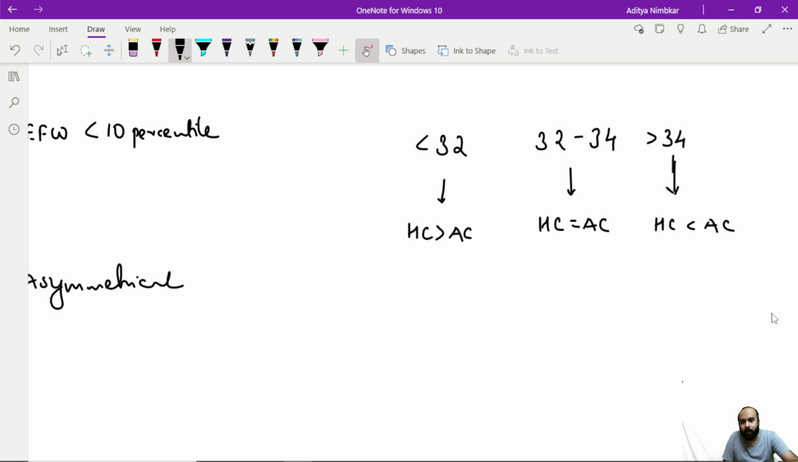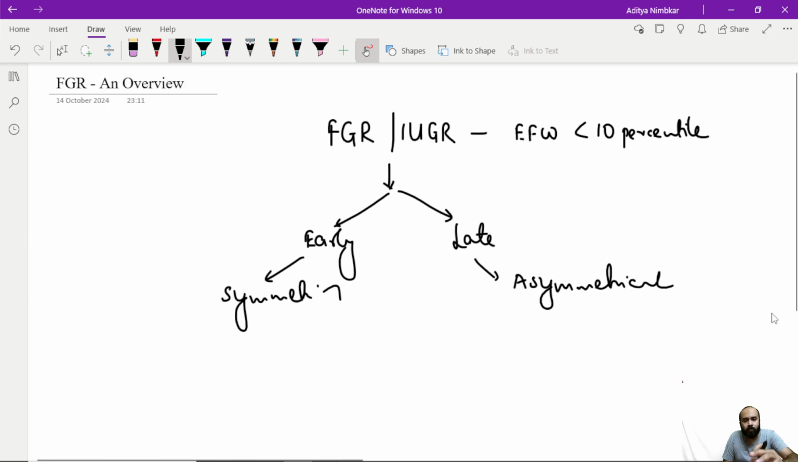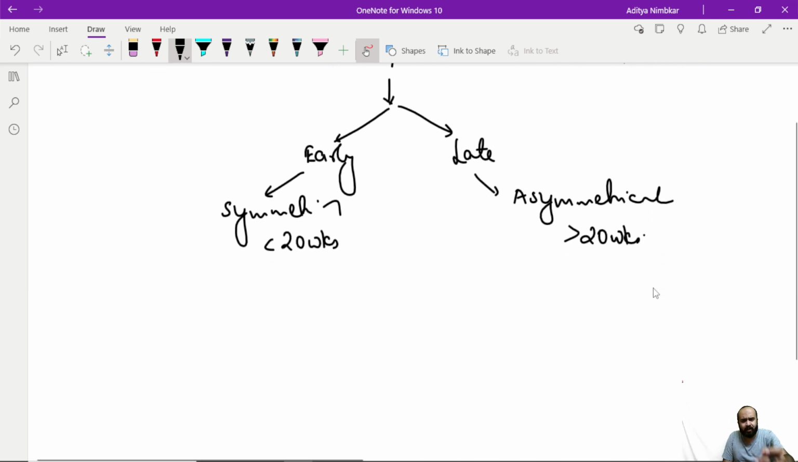So coming back, one is early and one is late onset. So how do I define early and late? Roughly the ones that occur at less than 20 weeks are early, whereas the ones that occur after 20 weeks are late. So what are the factors that can affect a baby at less than 20 weeks?